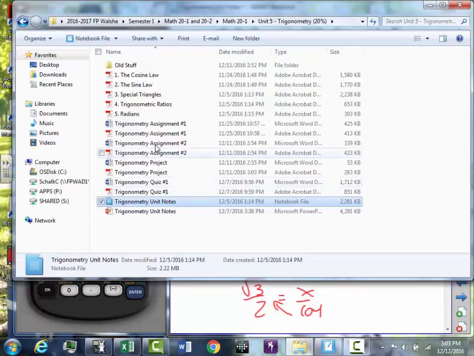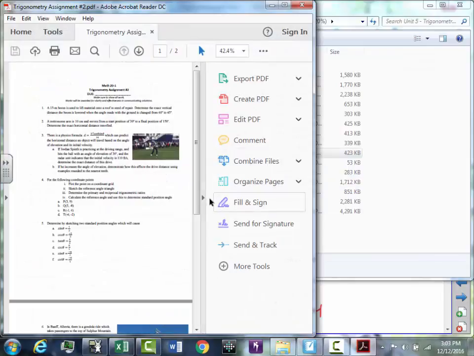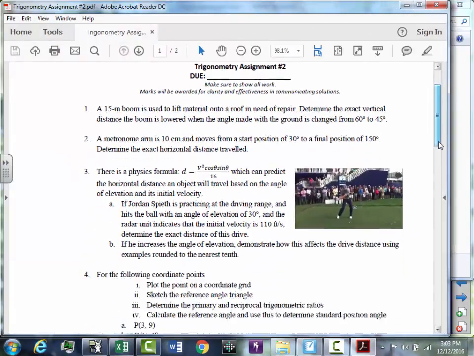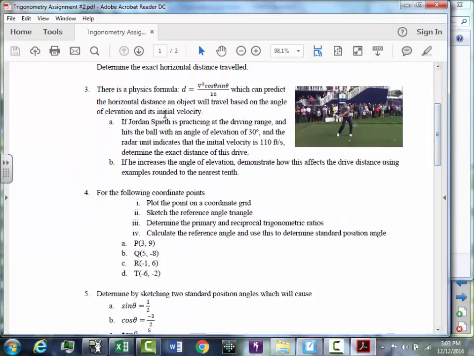Here, let me show you the assignment in case you haven't seen it. For example, here's one that I like. This is a golfer. I found this formula online somewhere. It's an extra physics formula I've never seen before, where the distance is equal to the velocity squared times the cosine of your angle times your sine of your angle over 16. Apparently this only works if you're in feet. It's not on our physics formula sheet, but you can still work with it.